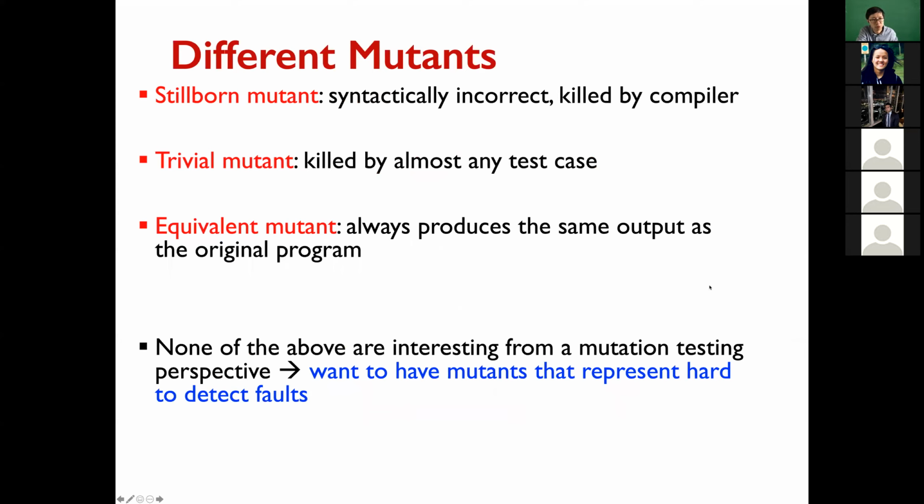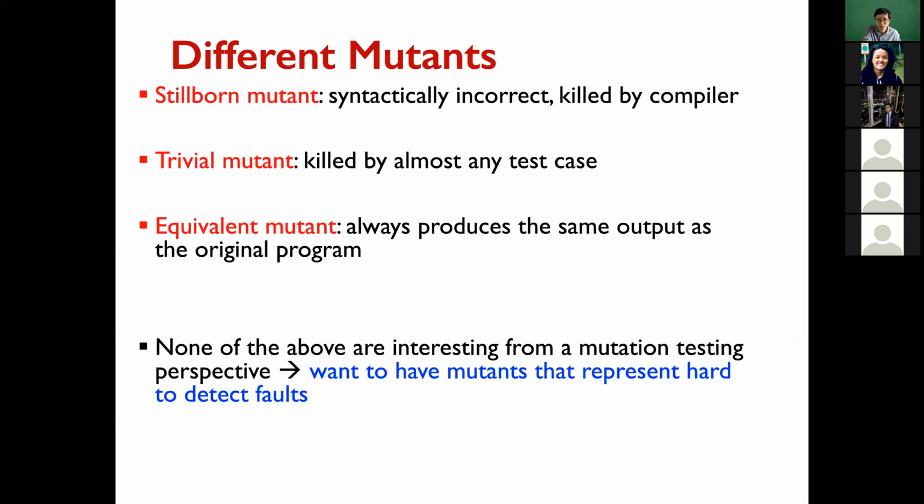The first one, stillborn mutants. These mutants are killed by the compiler. You change part of the program, but the program cannot compile anymore. It's a stillborn mutant, killed by the compiler. Second, trivial mutants. They are killed by almost any test case. You change something and it's significantly wrong, and every test case can find it. And we have equivalent mutants, which always produce the same output as the original program. None of the above are interesting from a mutation testing perspective.